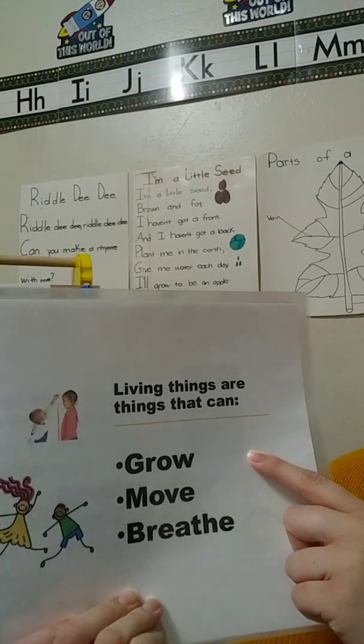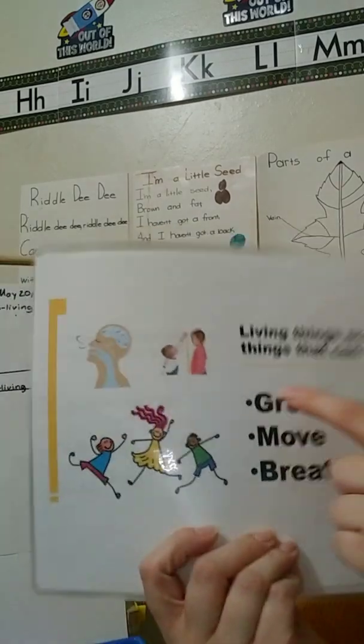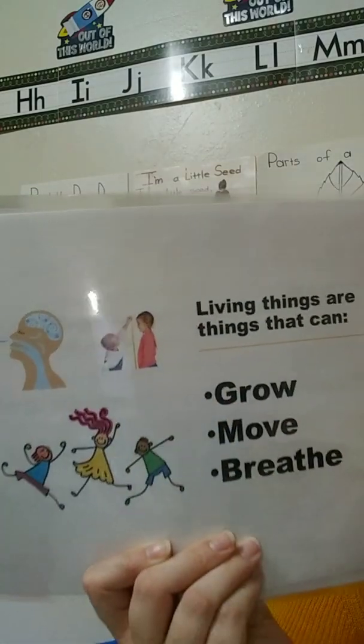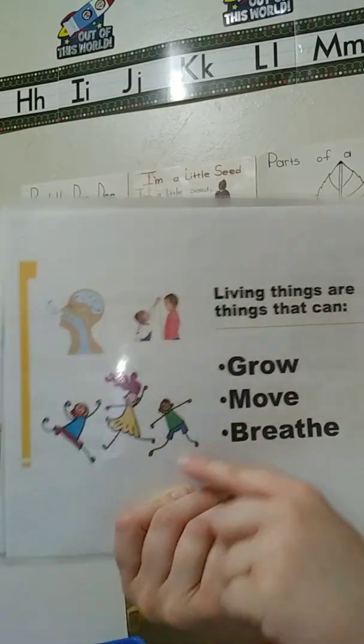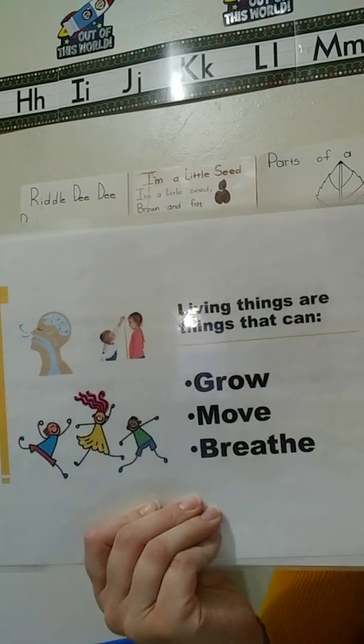Also, living things are things that can grow. Like right here, you see a little child measuring their friends. We need to move around. That's how you can identify if something is living or not living. And breathing.